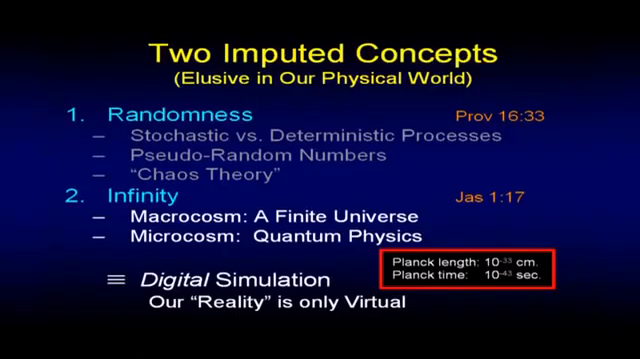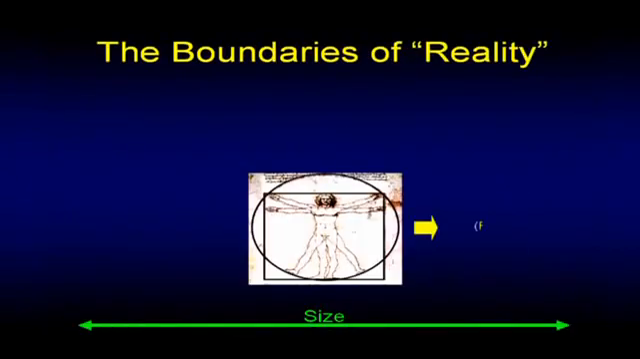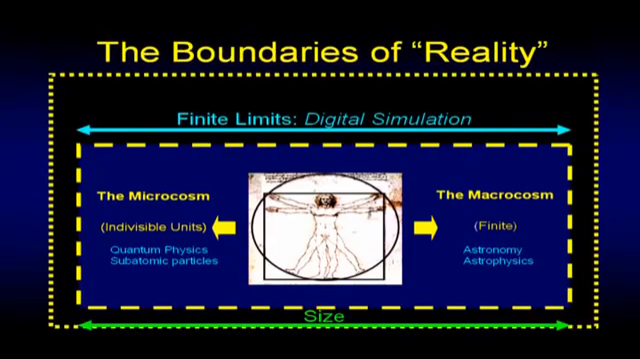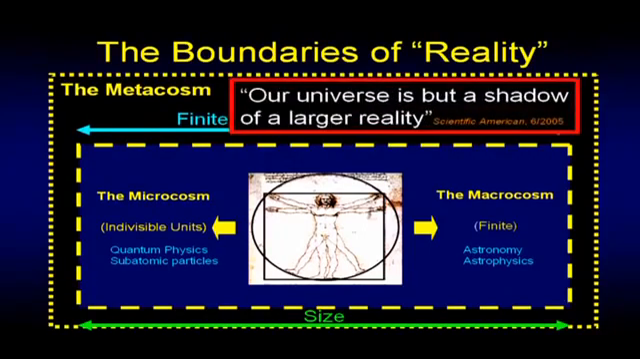And so the point is, we are in a digital simulation. Our entire reality is a digital simulation. Our so-called reality is actually a virtual reality, and we need to come to grips with that. So that's it. We are in finite limits, digital simulation, and the metacosm. Scientific American summarized it so beautifully in their article in June of 2005: our universe is but a shadow of a larger reality. Well, that's what the Bible has been saying all along. And we'll talk more about that next time.